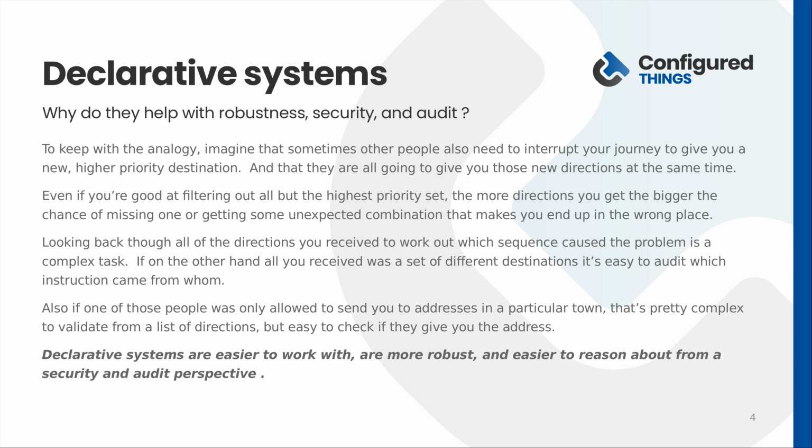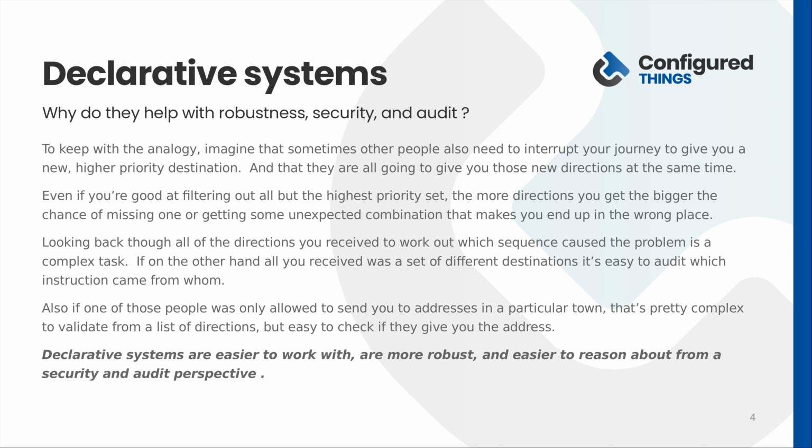And then when we want to work out why that had happened, when we want to audit what's happened here, I've got to look back through all of those directions and work out which particular sequence was it that caused the problem. And that's quite a complicated thing to do. If, on the other hand, all you'd received was a set of different destinations from different people, it's pretty easy to audit and work out which of those you were following at the time that led to the current state. And then when you think about validation, if one of those people is actually only allowed to send you to an address in some particular town, that's pretty complicated to validate from the list of directions that they've given you. But if what they give you is the address, it's a fairly easy state.